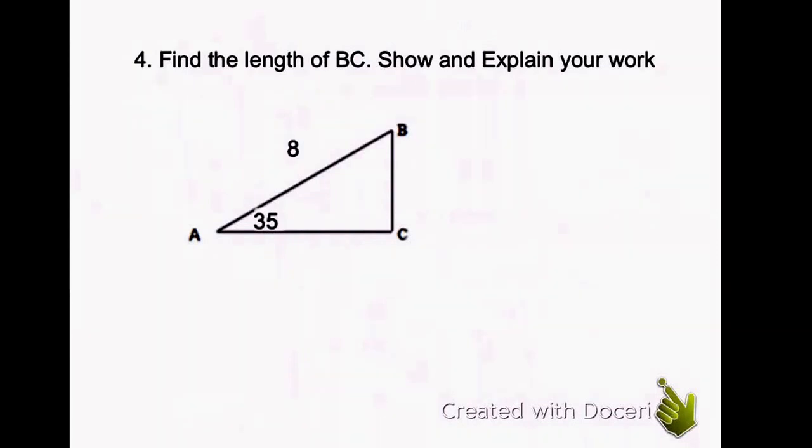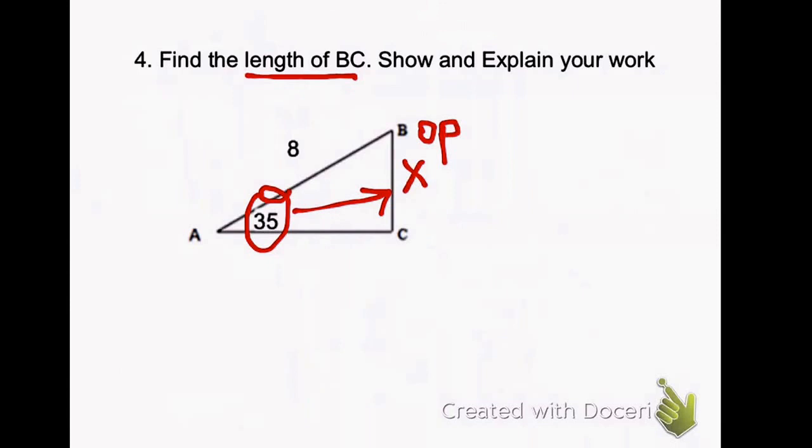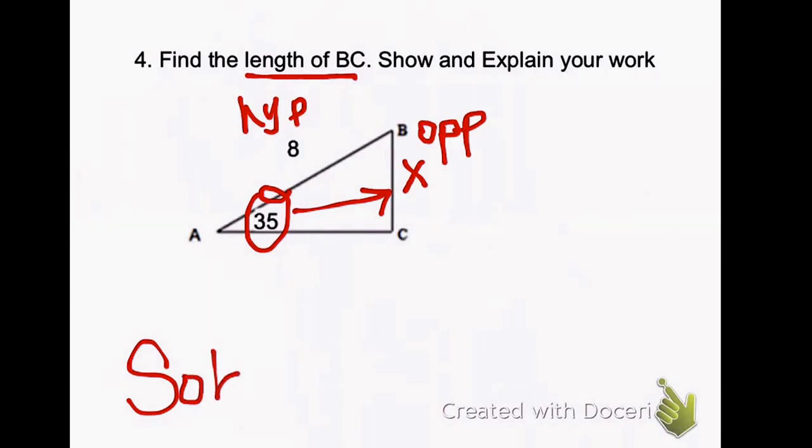Number 4, find the length of BC. So whenever you want to find the length of a side, you want to identify which side it is and put x there. If theta is 35, x is going to be your opposite side, and 8 is going to be your hypotenuse. So use SOHCAHTOA to determine which trig ratio you're going to use.